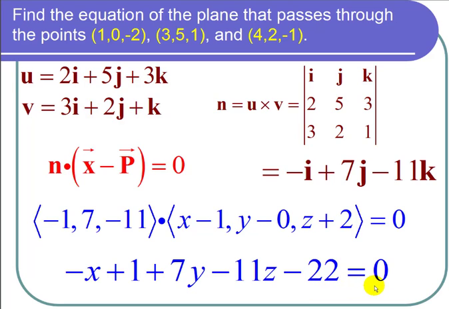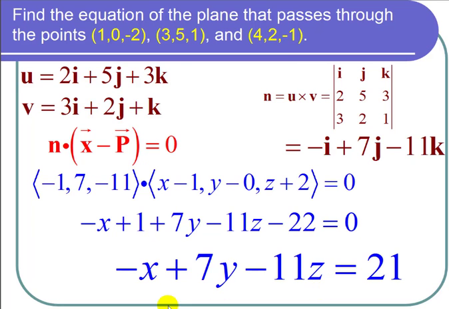So now I just simplify it a bit. 1 minus 22 is negative 21, and if I add 21 to both sides, then I get negative x plus 7y minus 11z is equal to 21. And that's the equation of the plane that passes through these 3 points. And I'm done with the problem.